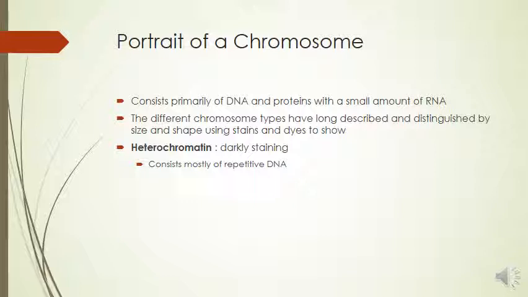The different chromosome types have long been described and distinguished by size and shape, using stains and dyes to show the darkly staining area, which is the heterochromatin, which consists mostly of repetitive DNA, and the lighter staining areas, which is the euchromatin. And this contains most of the protein encoding genes.